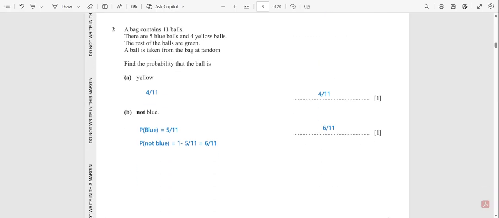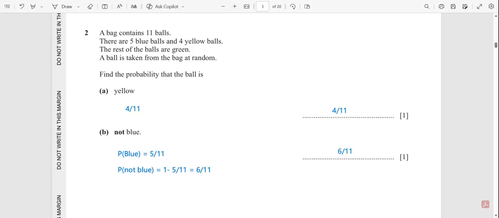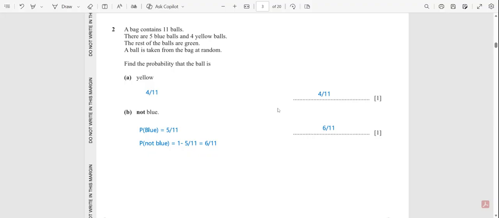Okay. A bag contains 11 balls. There are 5 blue balls and 4 yellow balls. The rest of the balls are green. A ball is taken from the bag at random. Find the probability that the ball is yellow. Probability that the ball is yellow is basically 4 by 11, since we have 4 yellow balls and the total number of balls are 11. So it is 4 over 11.